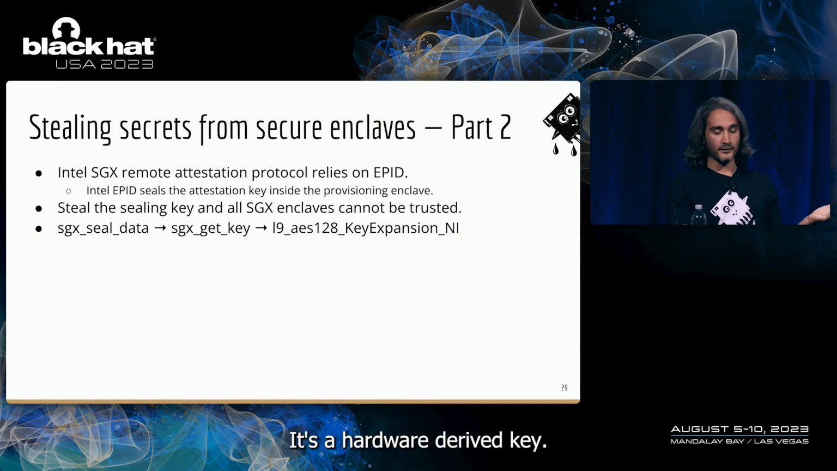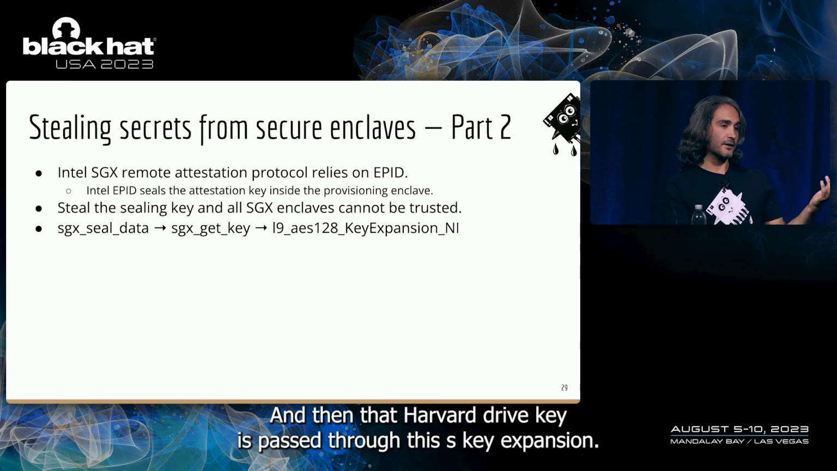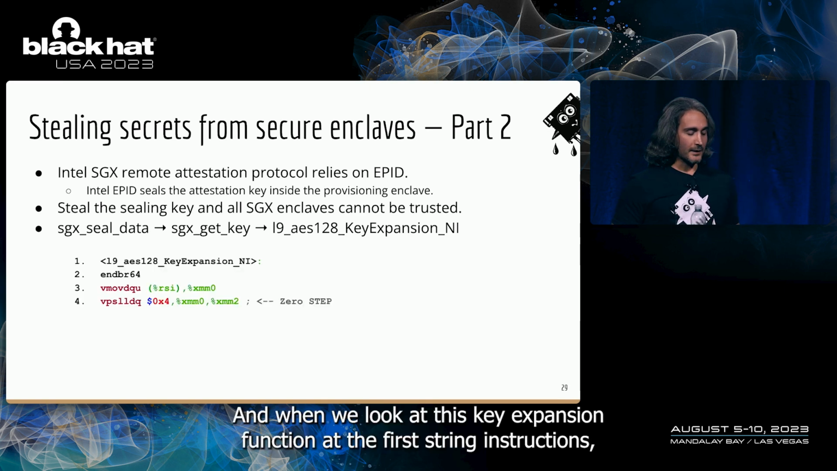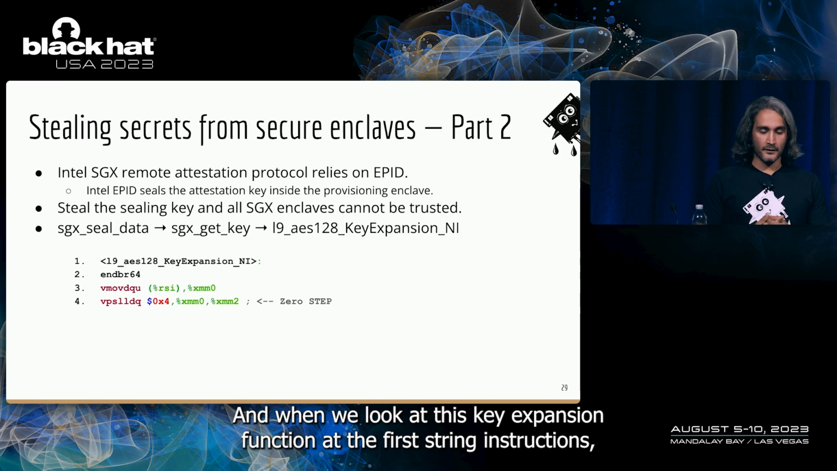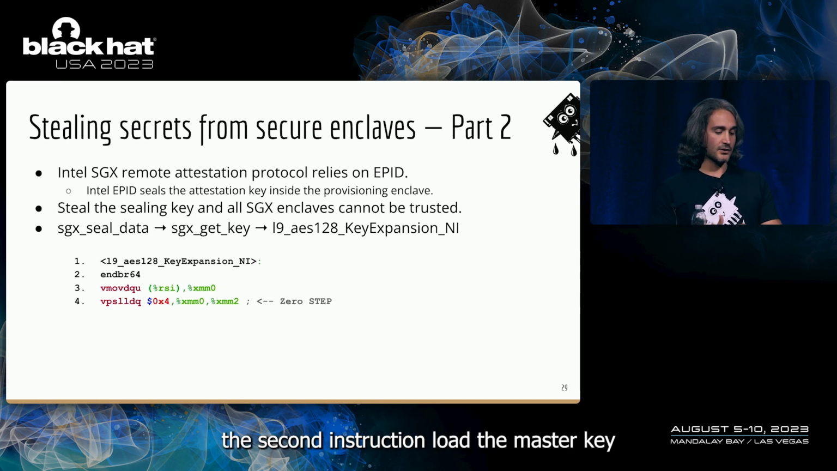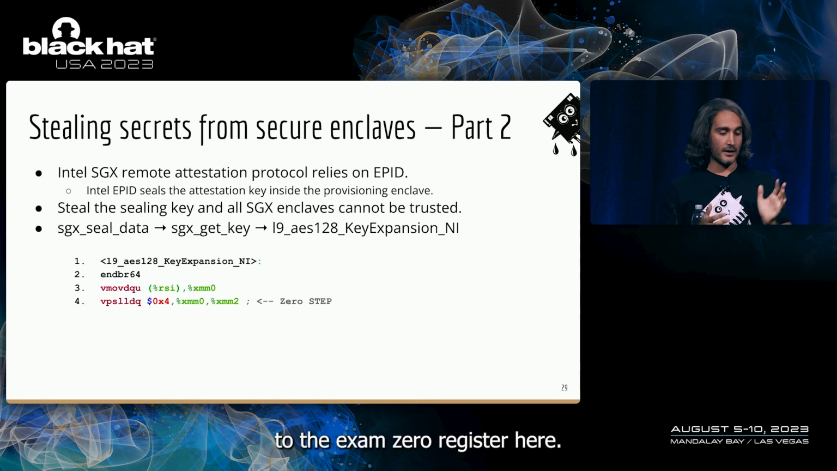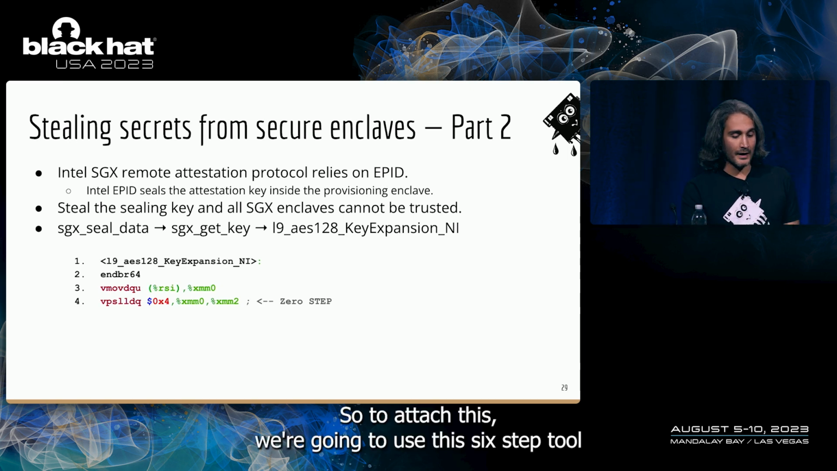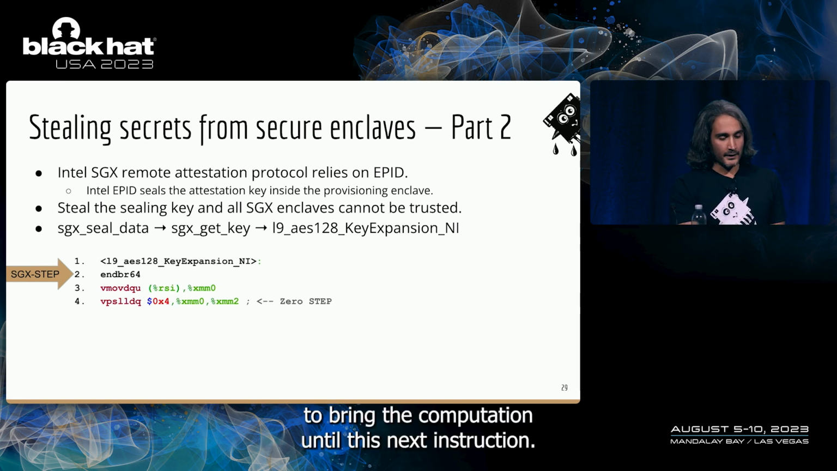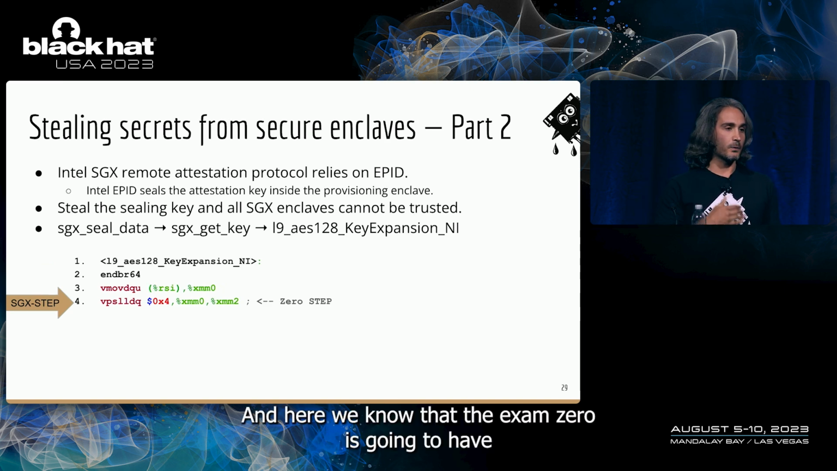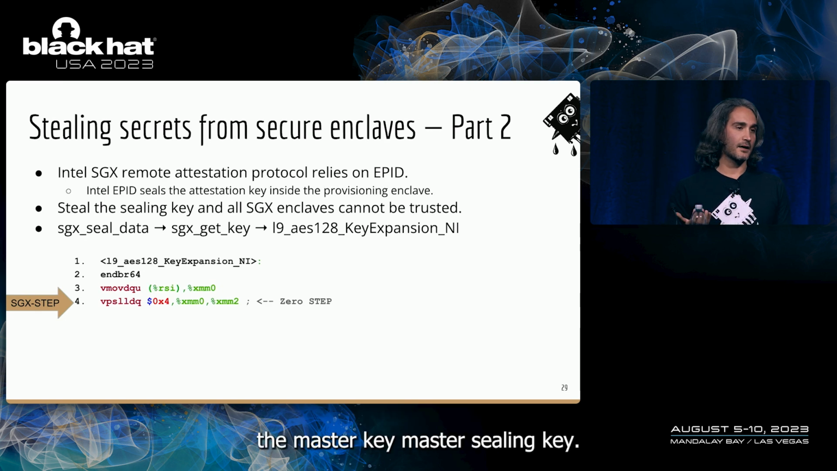It's a hardware-derived key. And then that hardware-derived key is passed through this AES key expansion. When we look at this key expansion function, in the first 3 instructions, the second instruction loads the master key to the XMM0 register here. So to attack this, we're going to use the SGX-Step tool to bring the computation until this next instruction. And here, we know that XMM0 is going to have the master key, the master sealing key.